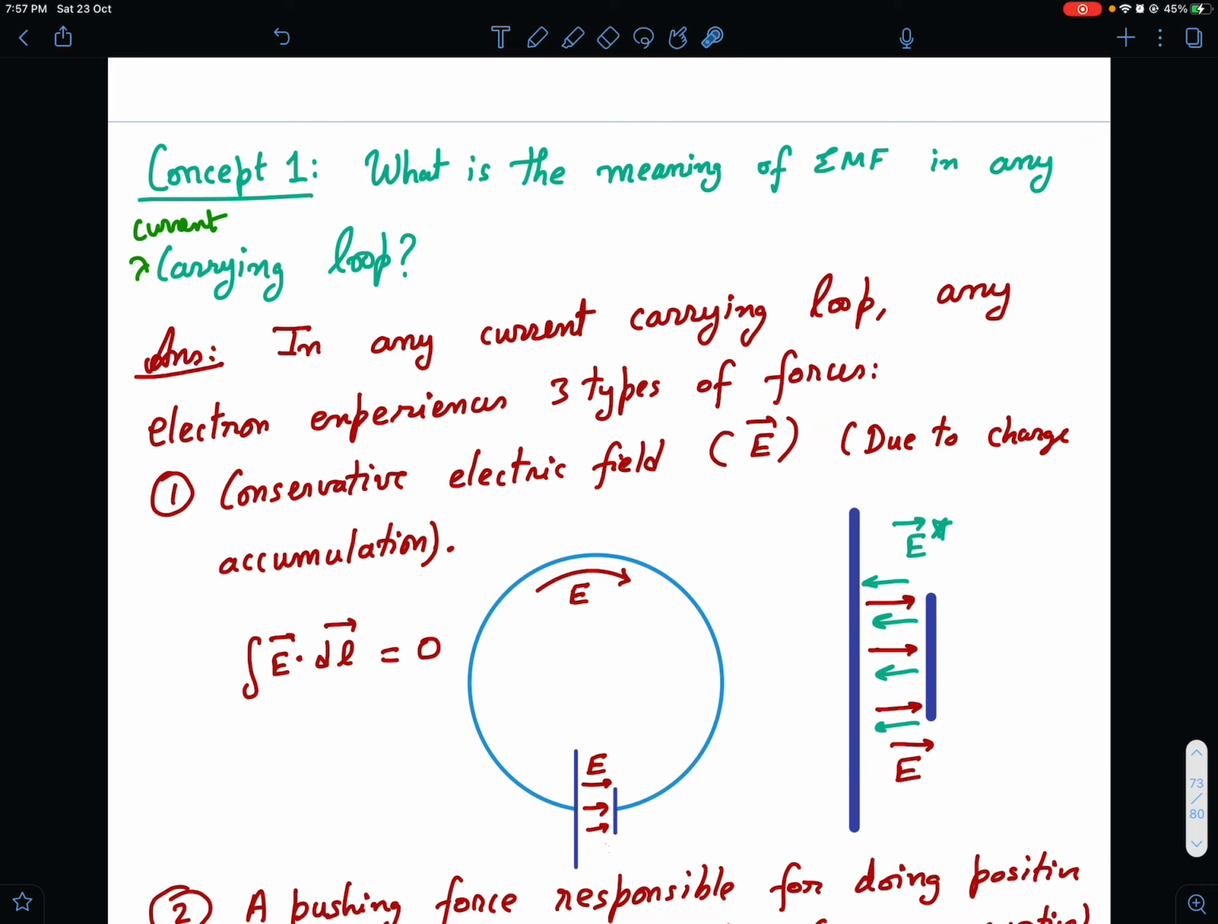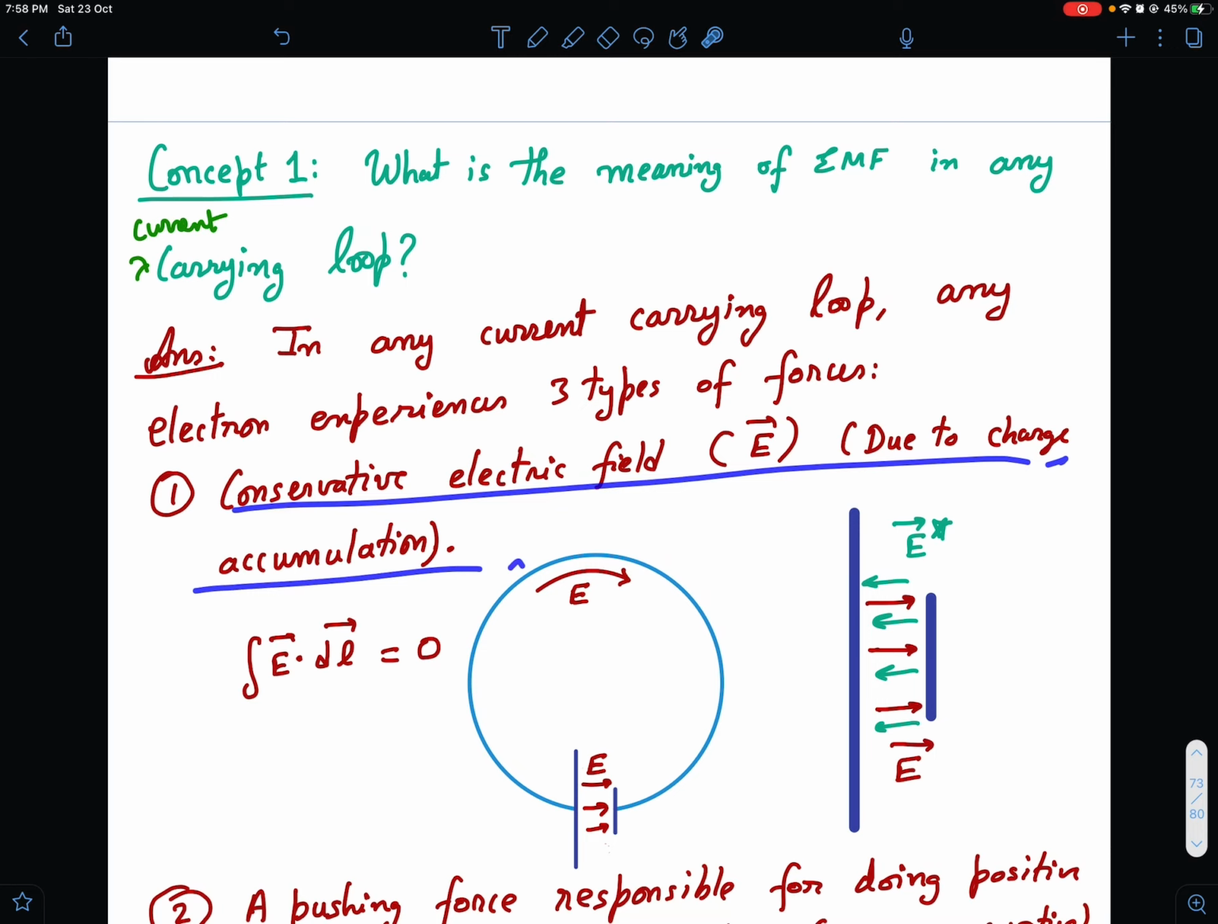Of course, you know that the field due to the charge accumulation is conservative, so its integral over the entire loop must be 0. Whatever is the integral of E conservative dot dl on the outer loop, negative work is done when the charge is crossing the battery. Within the battery, the direction of this conservative electric field is in the opposite sense. So from here to here, this electric field is doing positive work, and while going through the battery, it is doing negative work, such that the integral over the entire loop is 0. So that's what I've written.